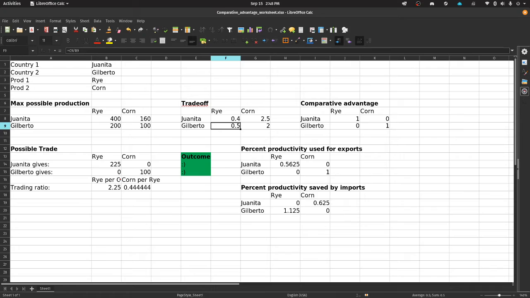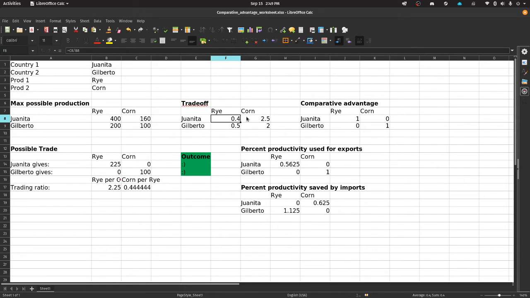Hopefully this has been another helpful little bit of comparative advantage. Let me just really quickly make this point, though, as long as it's in front of us. So Juanita can produce more rye. She can produce more corn. She has more productivity overall. But the question isn't who's bigger, who's a better farmer. The question is, if we want some more rye, should we ask Juanita to make it for us, or should we ask Gilberto to make it for us? In this case, the answer is Juanita.